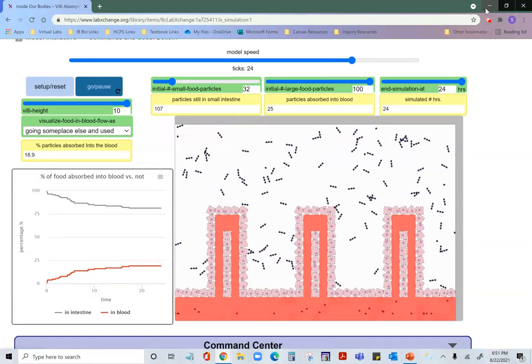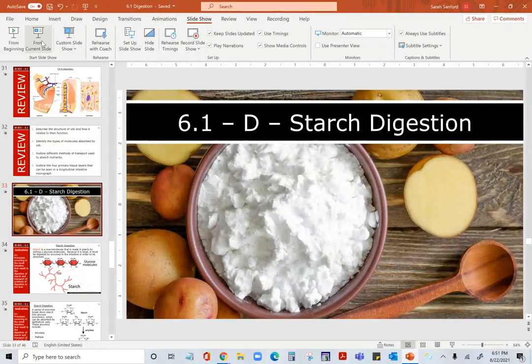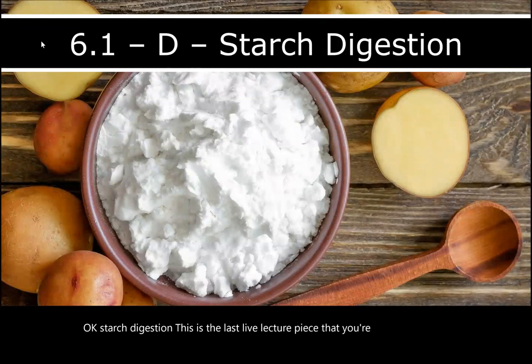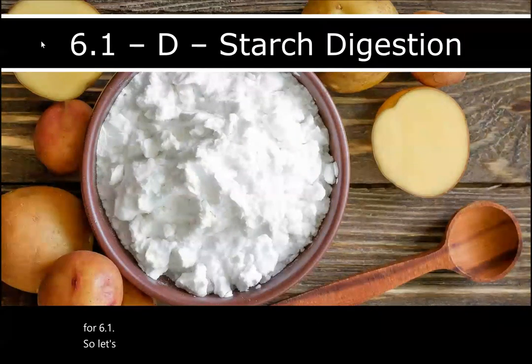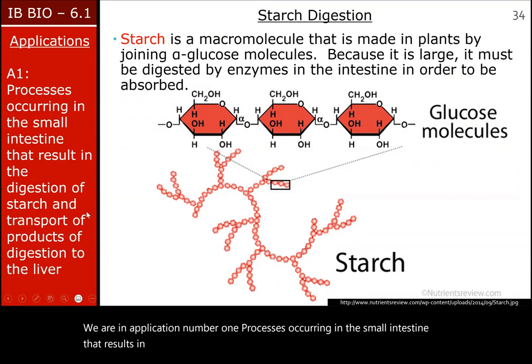Okay, so speaking of starch digestion, let's get back into what we're actually supposed to be talking about. Okay, starch digestion. This is the last live lecture piece that you're going to get for 6.1. So let's get started. We are in application number 1, processes occurring in the small intestine that result in the digestion of starch and transport of products of digestion into the liver.